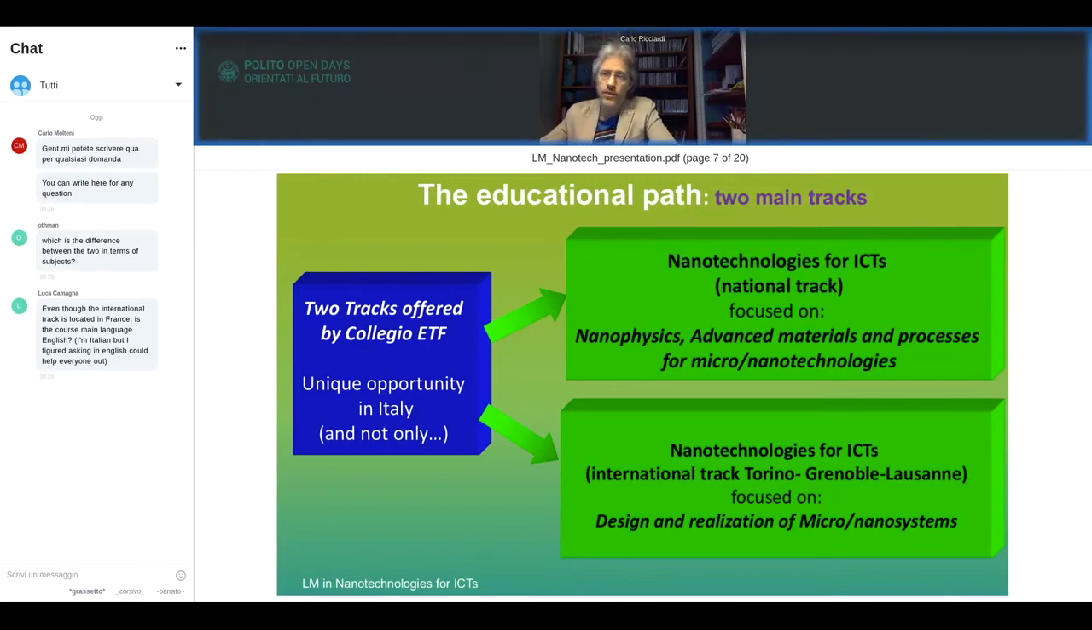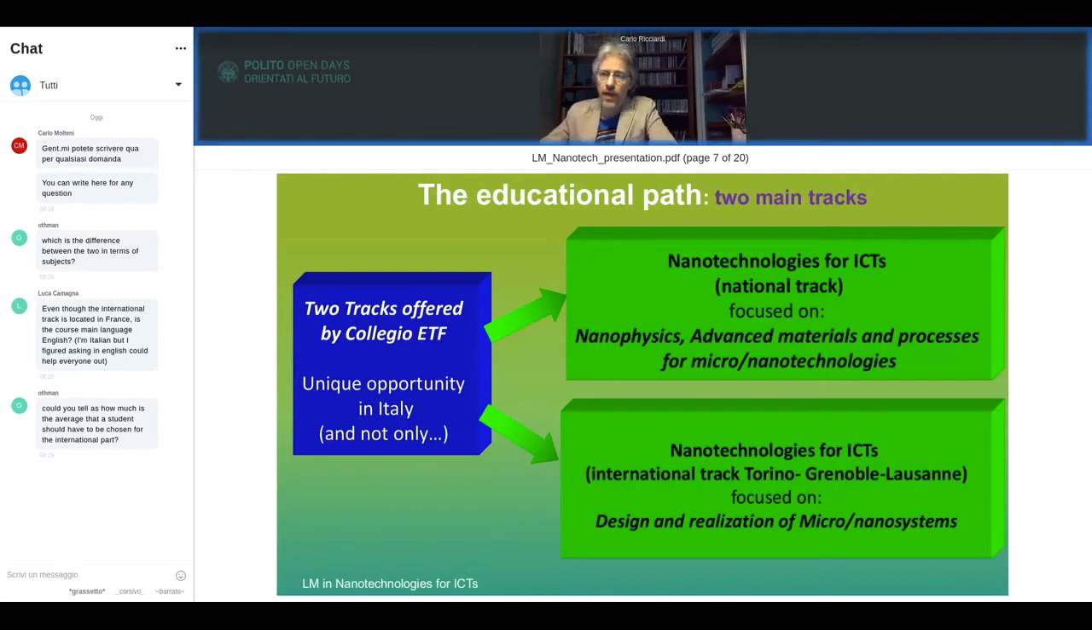I caught the question: even though the international track is located in France, is the course's main language English? Sure, I'm Italian. No, it is all English, always English, completely in English. There is no other language.